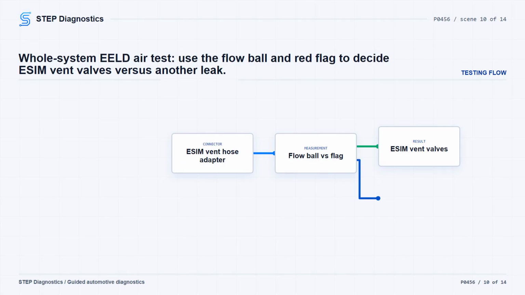For the whole system test, use kit, yield and accessory 8400C. Connect the red power lead to battery positive and the black ground lead to battery negative.